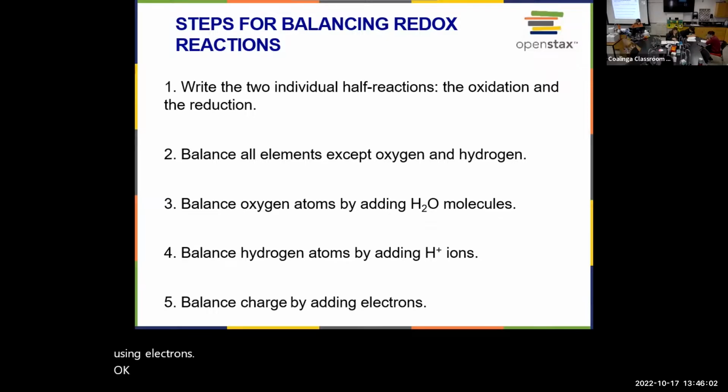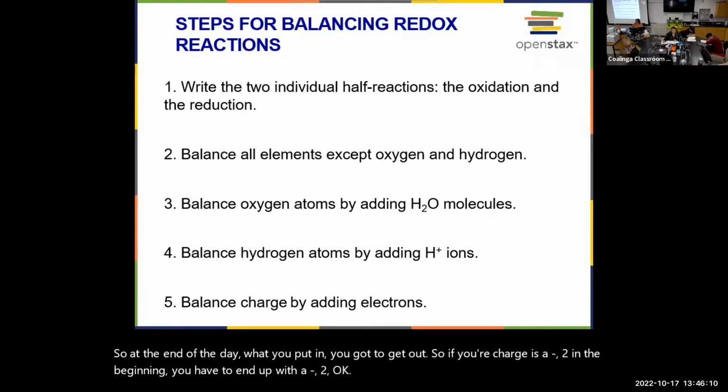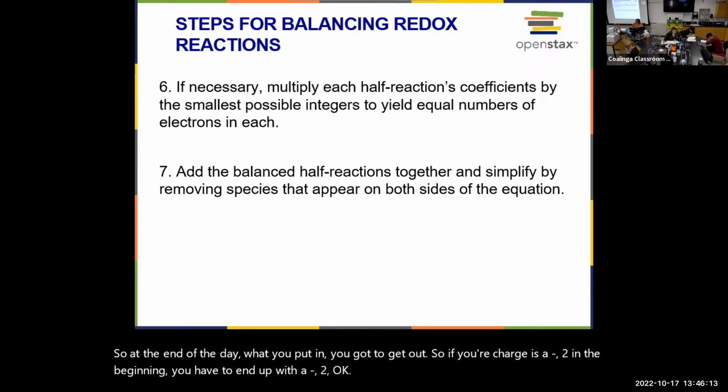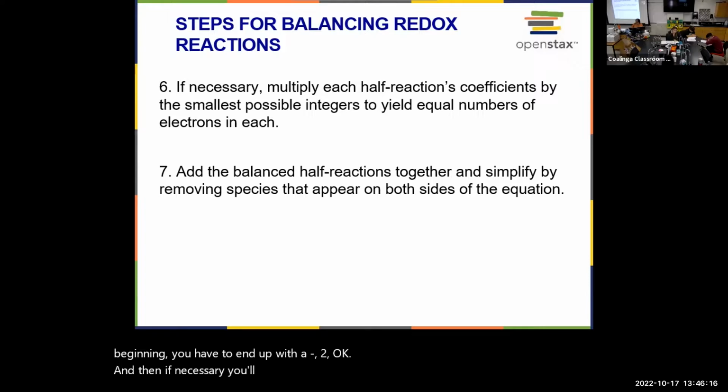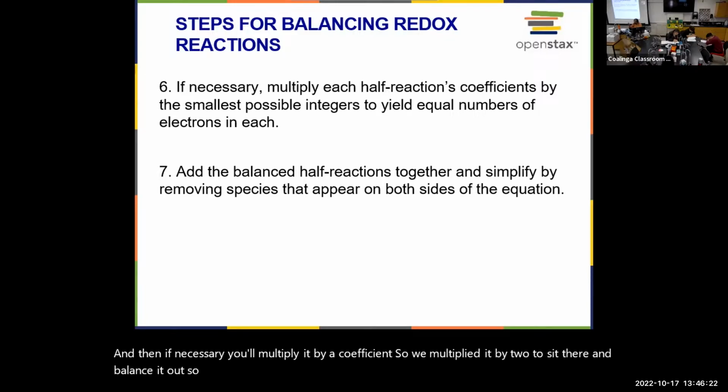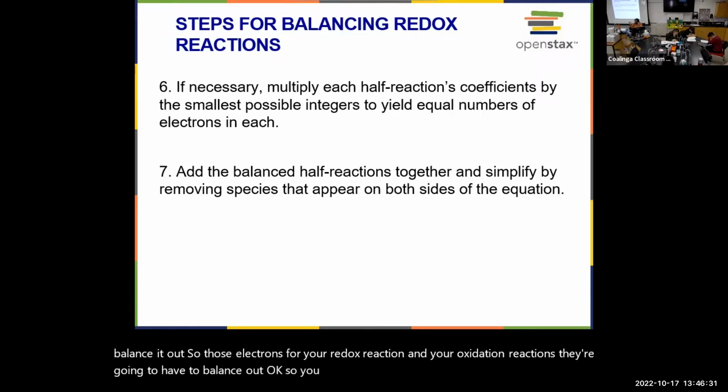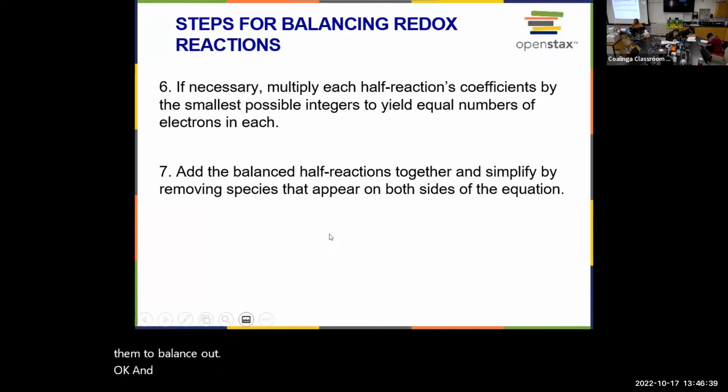So at the end of the day, what you put in, you got to get out. So if your charge is a -2 in the beginning, you have to end up with a -2. Okay? And then if necessary, you'll multiply it by a coefficient. So we multiplied it by 2 just to balance it out. So those electrons for your reduction reaction and your oxidation reactions, they're going to have to balance out. So you need to multiply it by a coefficient to allow them to balance out. Okay. And so you also want to make sure that you have, again, the smallest integers that you can get.